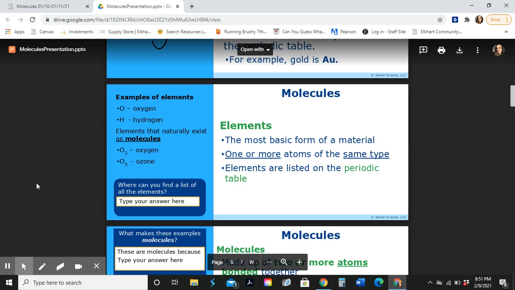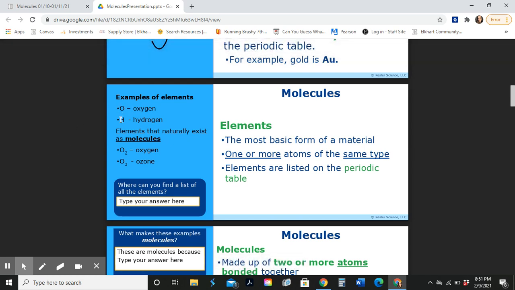Elements are listed on the periodic table. For instance, you have O for oxygen, H for hydrogen. Elements that naturally exist as molecules are oxygen, O2, which is two oxygen atoms. Then you have ozone, O3. Where can you find a list of all the elements?